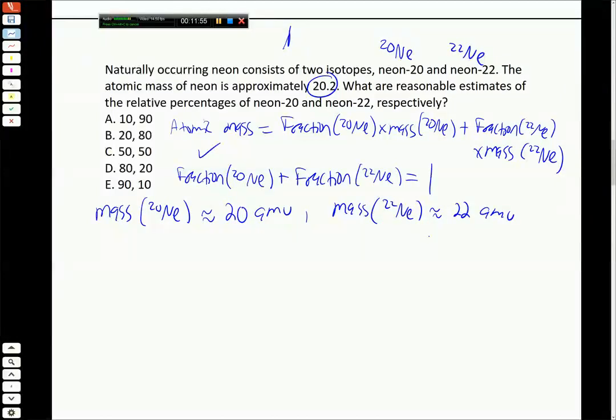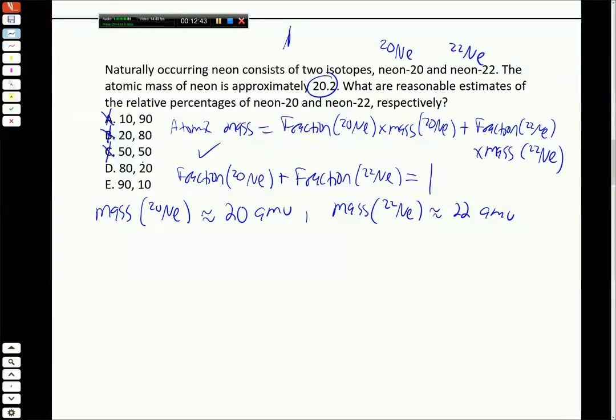Before we start doing algebra, we can help ourselves a little bit and get rid of some of the answer choices. We notice that the atomic mass is 20.2, which is much closer to the mass of the neon 20 isotope than it is to neon 22. When the atomic mass is much closer to one isotope versus the other, that isotope has to be the most abundant. Because the atomic mass is close to 20, the neon 20 isotope is the most abundant. This is asking for the estimates of the percentages of neon 20 and neon 22. Neon 20 should be the more abundant isotope. So choice A, B, and likely choice C we can eliminate, because in those cases neon 20 is not most abundant. And then the question becomes, is 80-20 or 90-10 the more reasonable ratio?